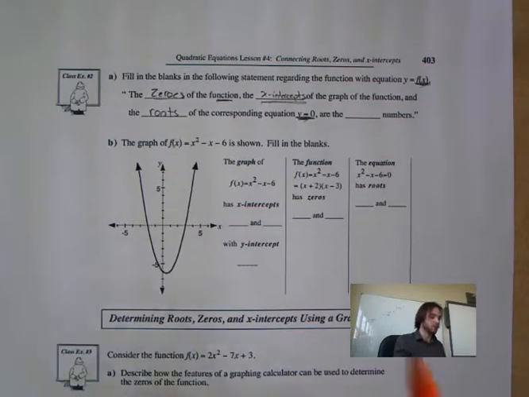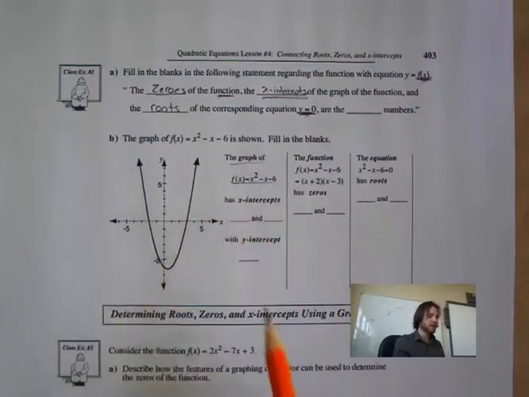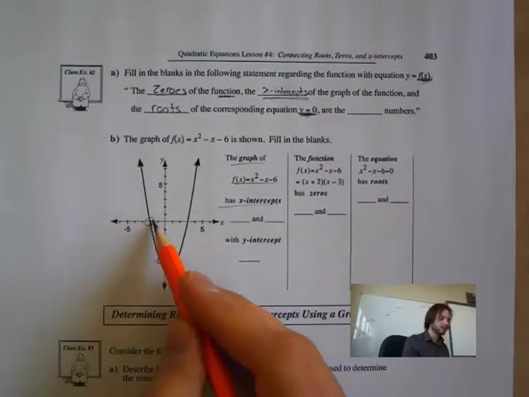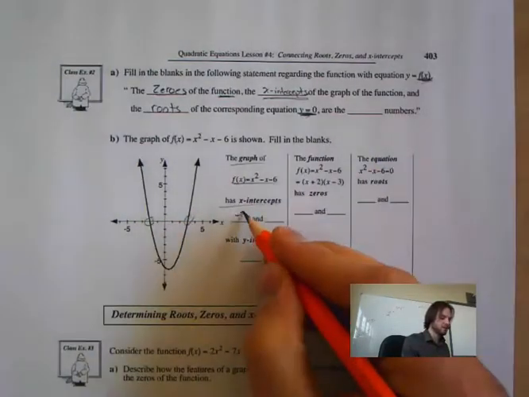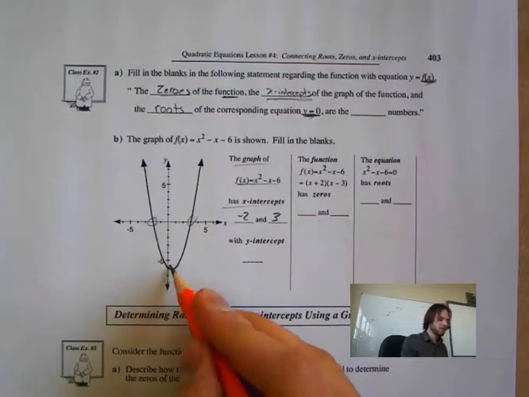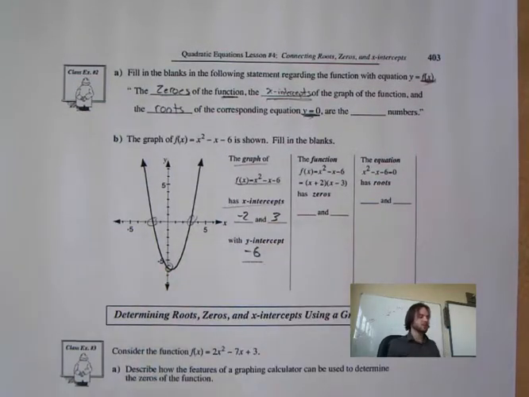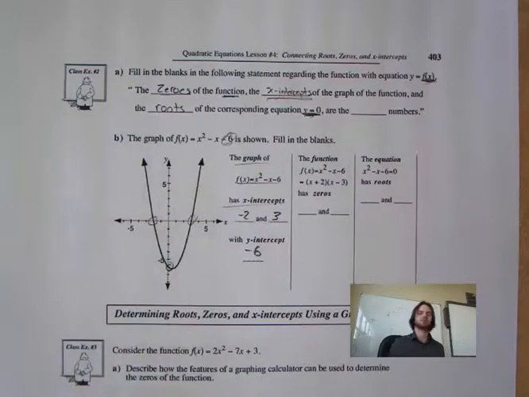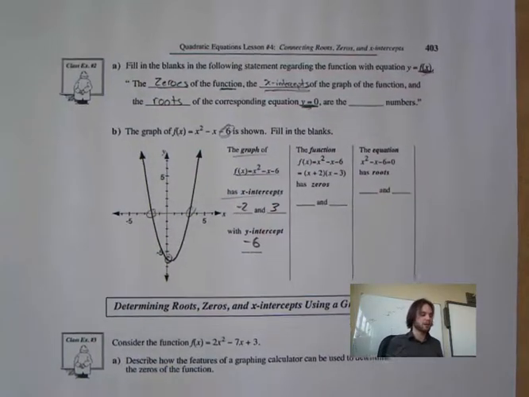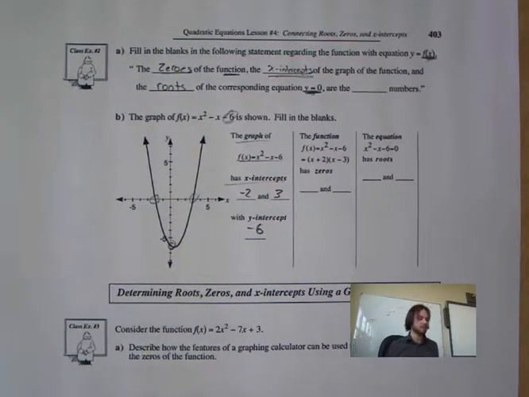So, there we go. The graph of the function has x-intercepts of, well, we look at this, -2 and 3. And a y-intercept of -6. That's what's so nice about this. This also tells us our y-intercept, -6. It's always the constant, okay?